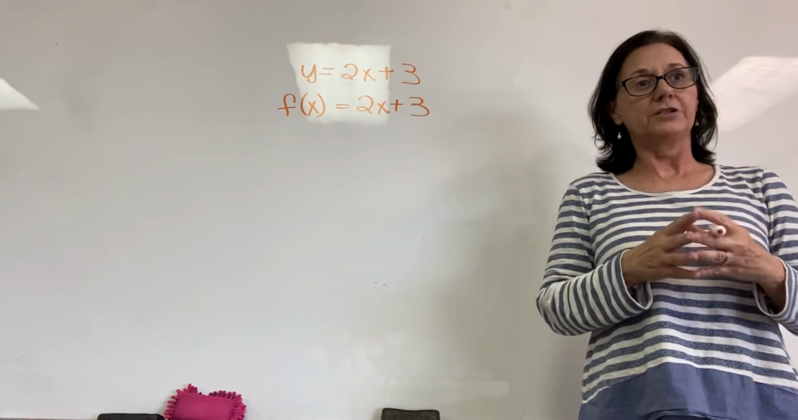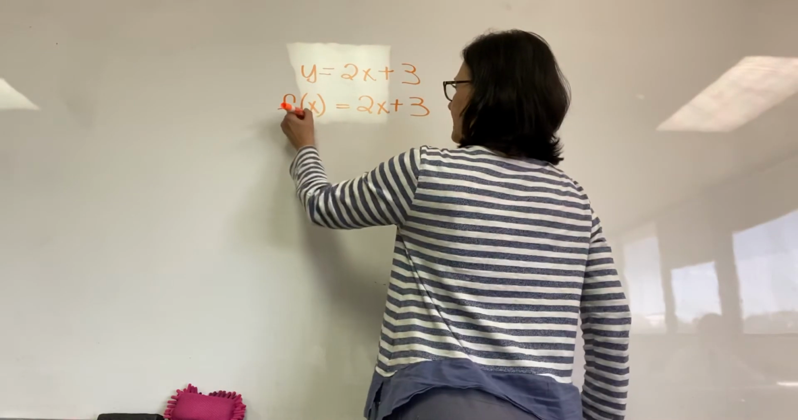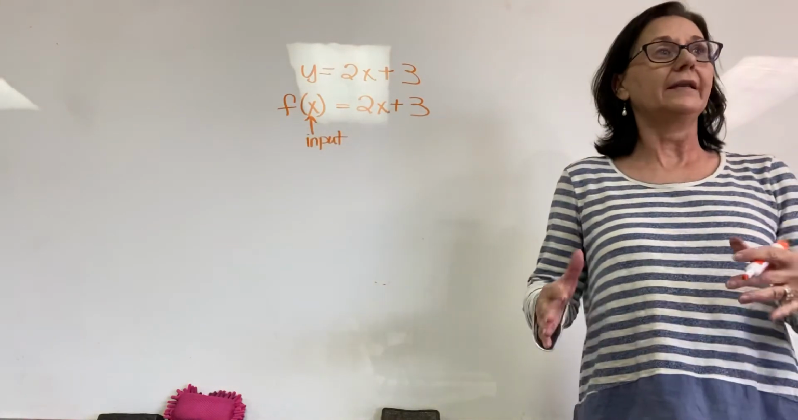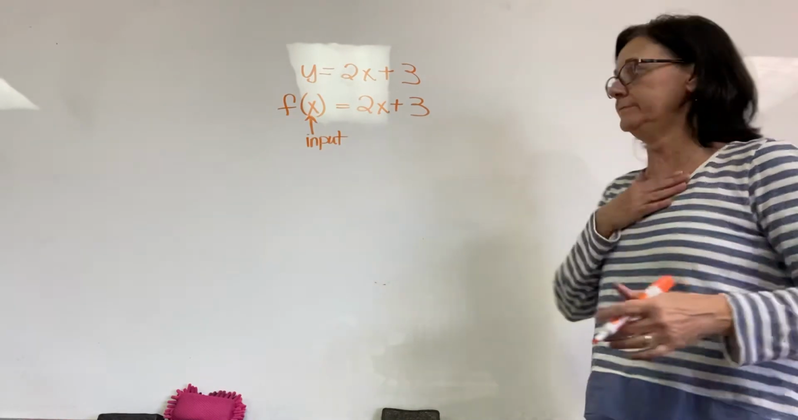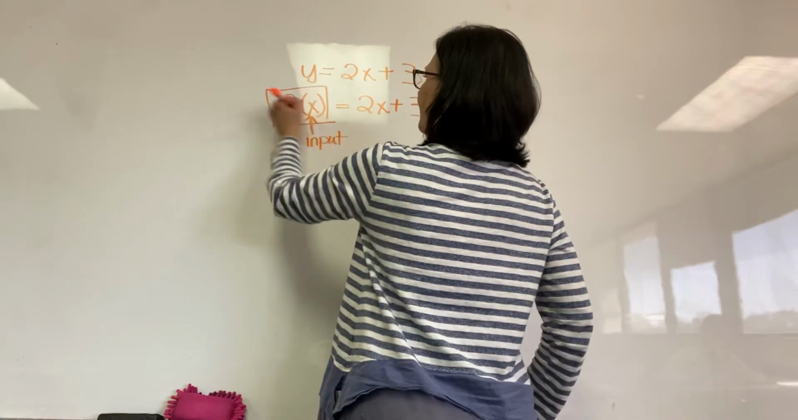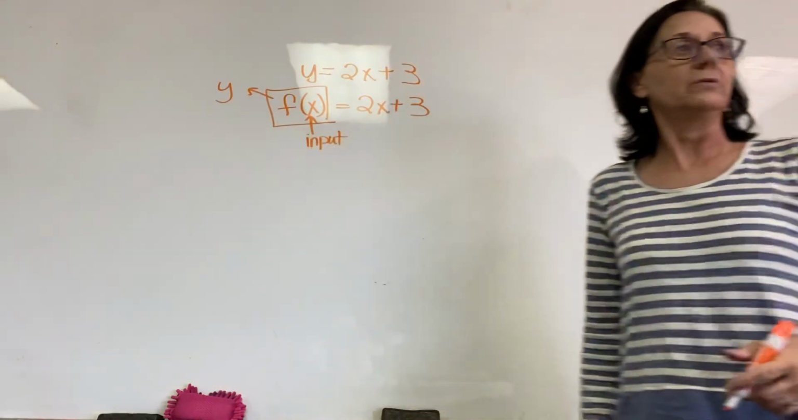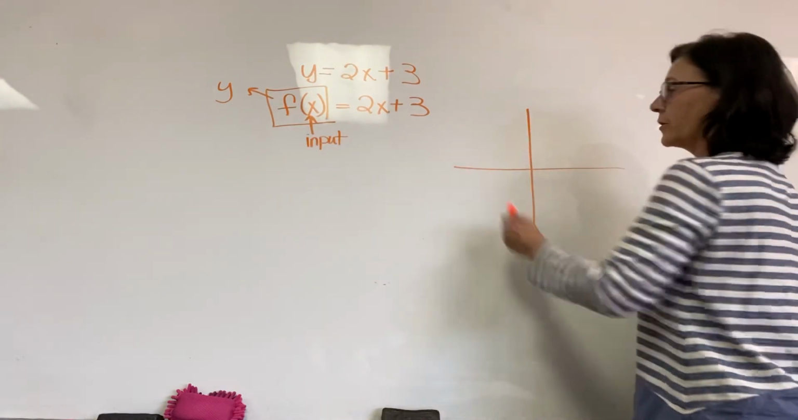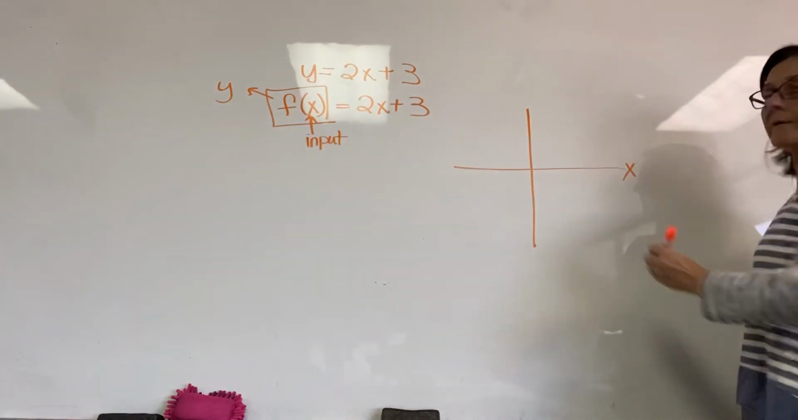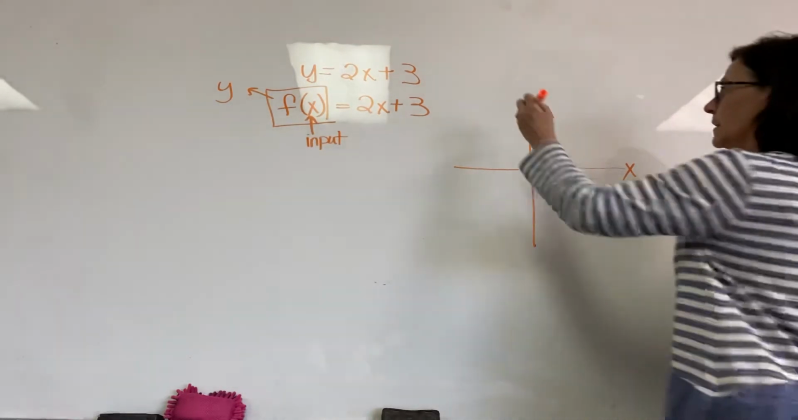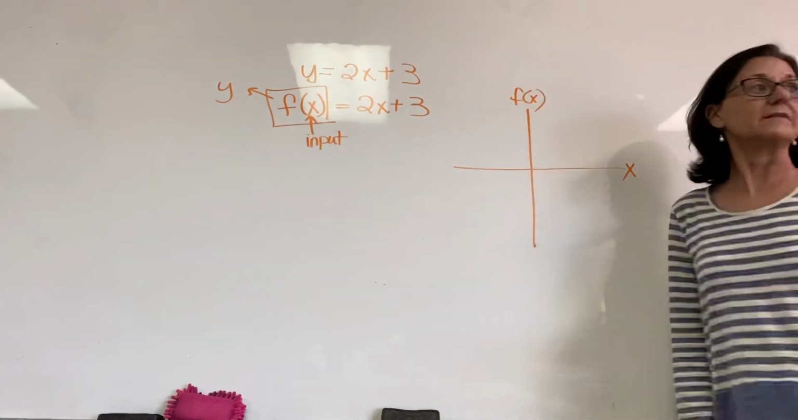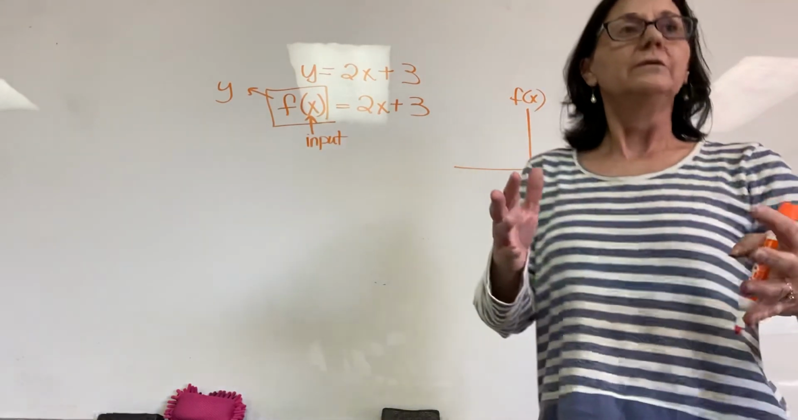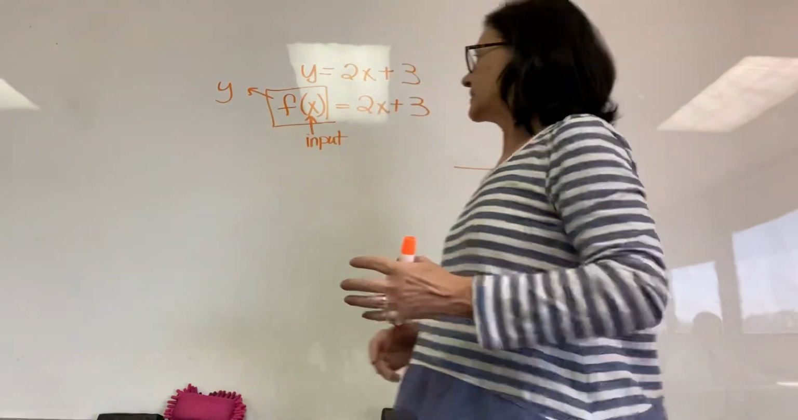Okay, I want you to pay close attention. This x value is going to be my input. That's what I'm inputting in. That's going to be my domain. The entire value f of x is my y value. So if I were to show you this on a graph, this would be my x-axis. This is my f of x axis. So the y value is the value f of x.